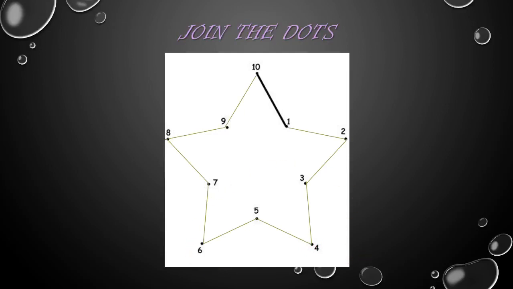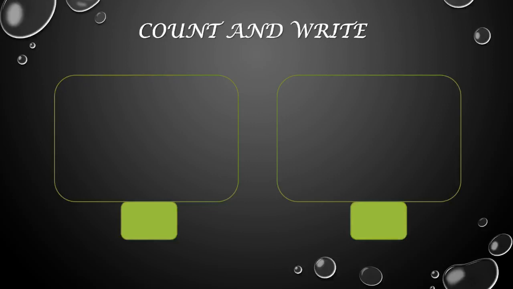Now next, count and write. We had already finished with count and write. What are we going to do now? You will count the objects here and then write the correct answer. Let's count the object. Let's see what is the first one. Oh wow, it's a butterfly. So let's count the butterfly.